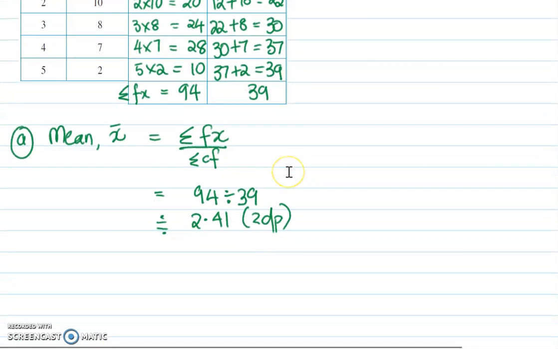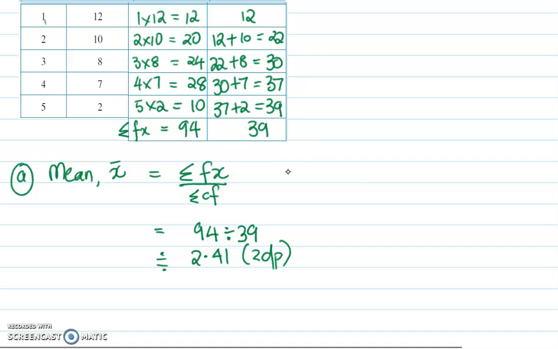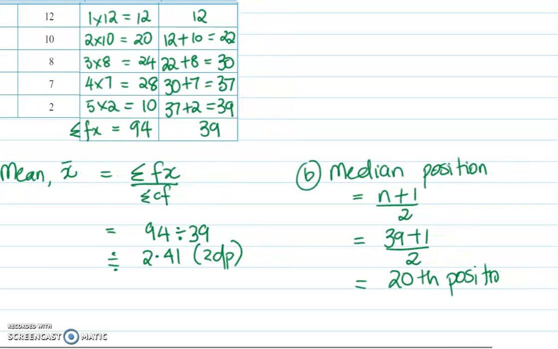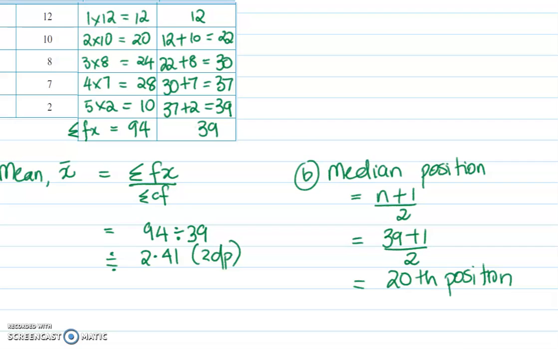All right. Now, the next one is our median. For our median, let's find our median position. As we know, our median position is given by n plus 1 divided by 2. So n is basically the total, which is 39, plus 1, divided by 2. 39 plus 1 is 40, divided by 2 is 20. So that means our median lies on the 20th position.